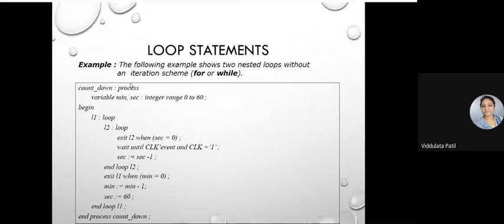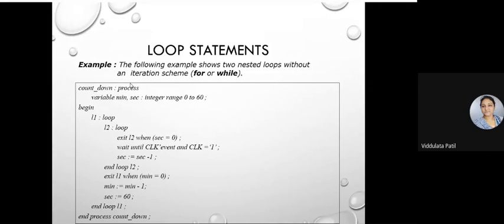What we have done here is defined one process and named it countdown. There are variables min and sec, two variables which are integers with a range from 0 to 60. Then we begin the process. There we have used two loops, L1, which is a loop, and L2, which is also a loop. The one statement used here is exit L2 when sec is equal to 0.